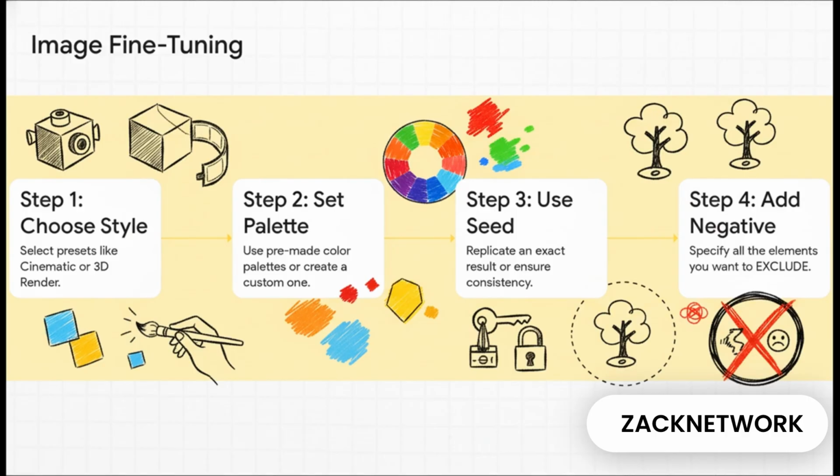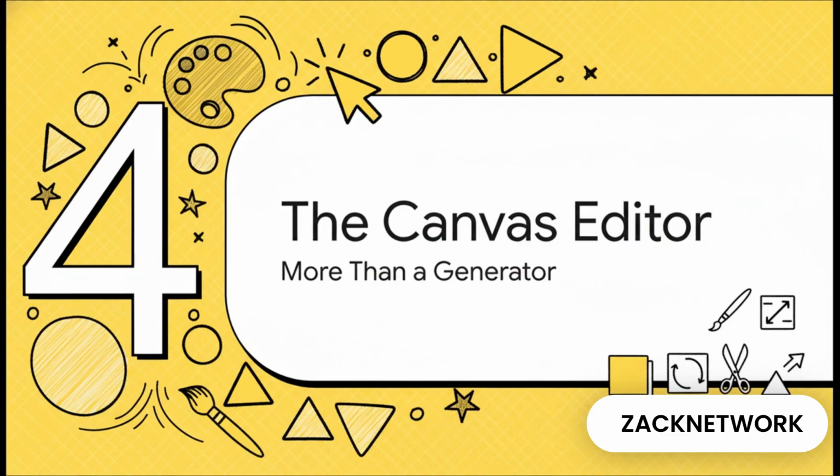You can define a very specific color palette. You can even use something called a seed number to perfectly replicate a result you liked before. It's kind of like a unique ID for that one generation. And this is so important, you can use a negative prompt to tell the AI exactly what you don't want to see. Super useful.